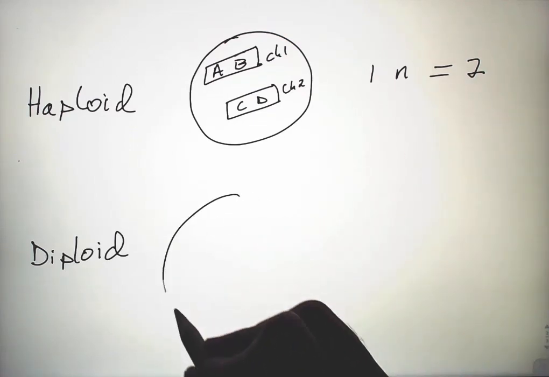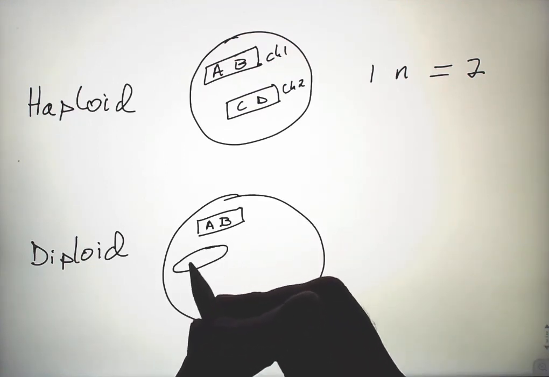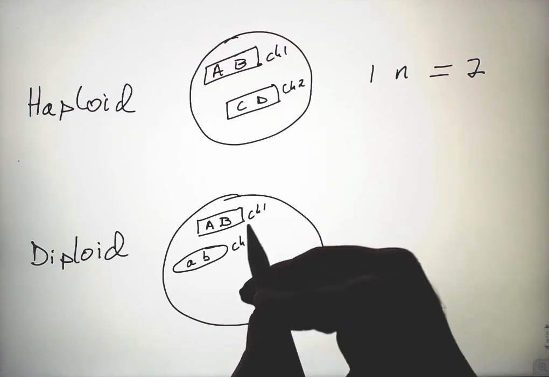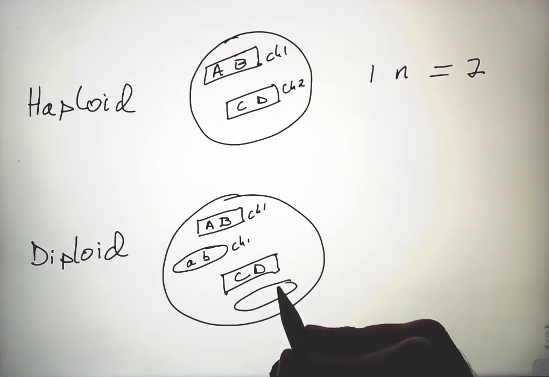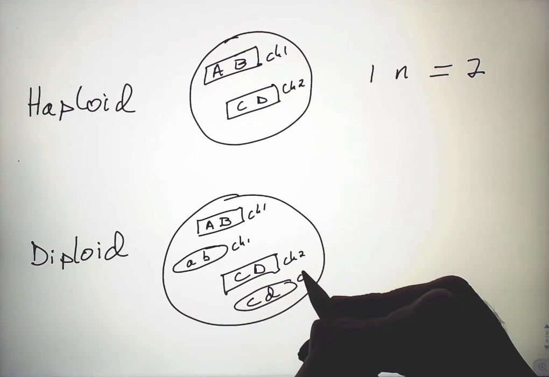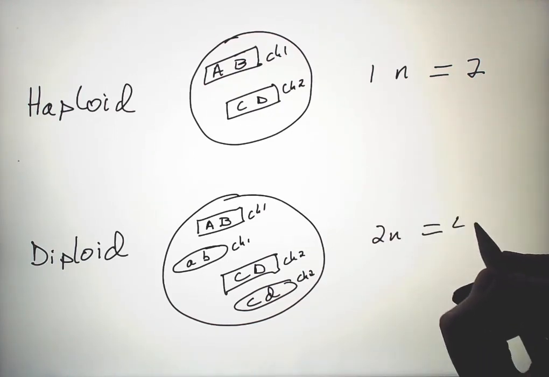A diploid with the same chromosomes would have 2 copies of each, and I'm showing big A, big B on one, little a, little b on another. That's chromosome 1. Chromosome 2, C and D, big C, big D, and little c, little d. That's chromosome 2. With 2 copies of each chromosome, 2n equals 4. 2 copies of each, total of 4 chromosomes.